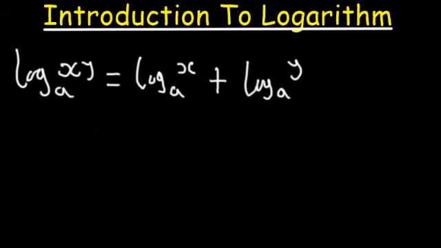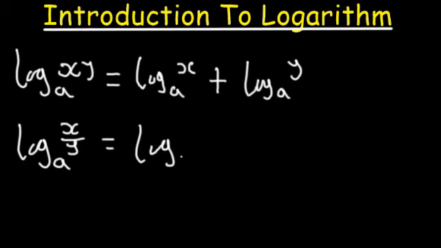Okay, the next one is the quotient law. When I have two different functions divided by each other inside a log, what would that be equal to? Let's consider the same scenario, x and y. You're going to do the same thing, and the only difference is the sign. Instead of a positive sign, you'll have a negative sign: log of base a to x minus log of base a to y.